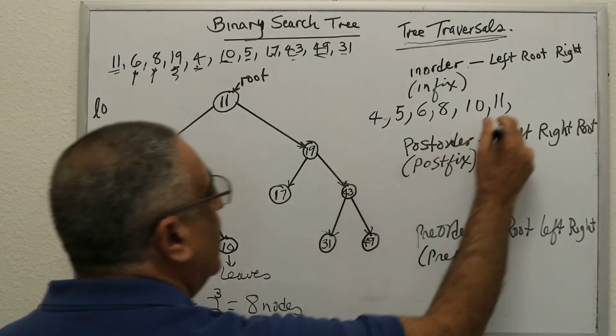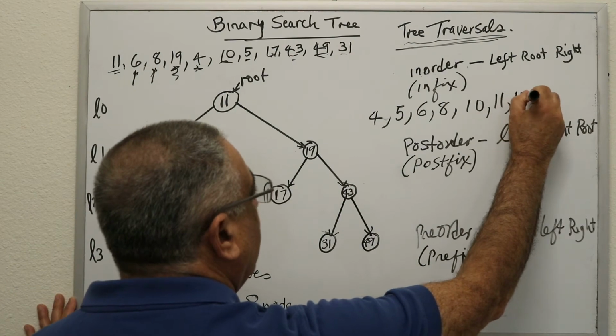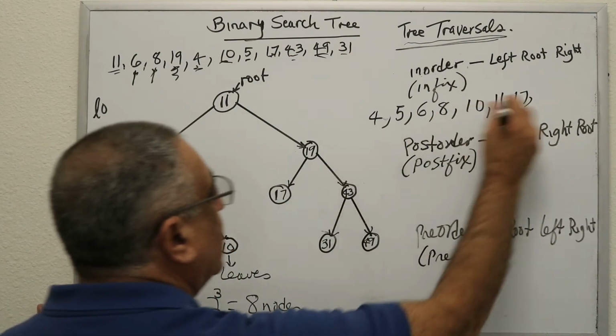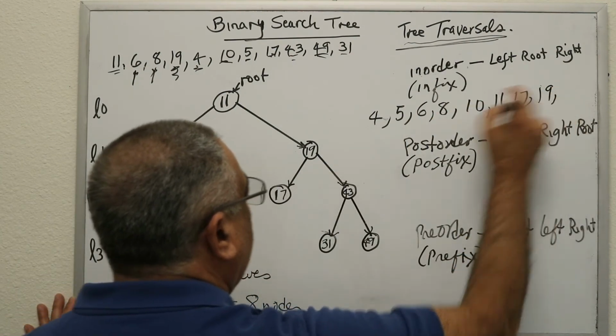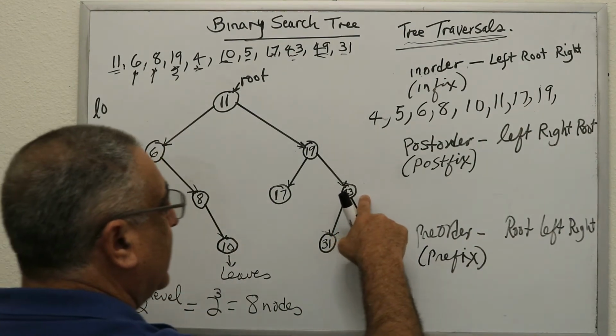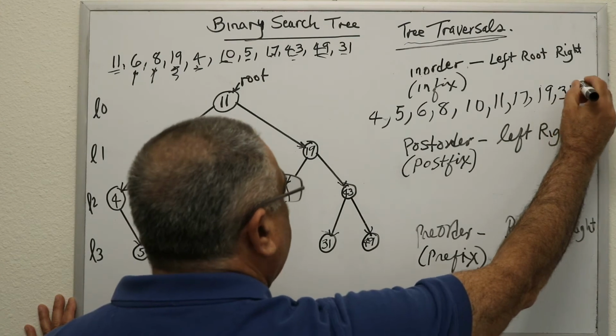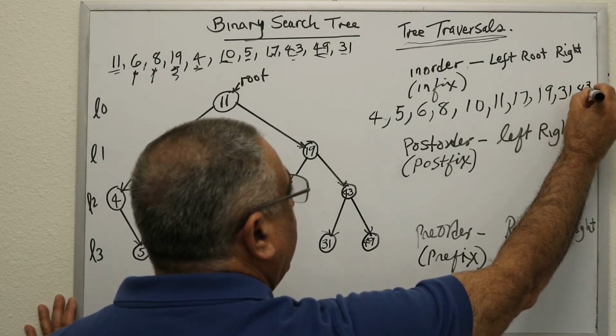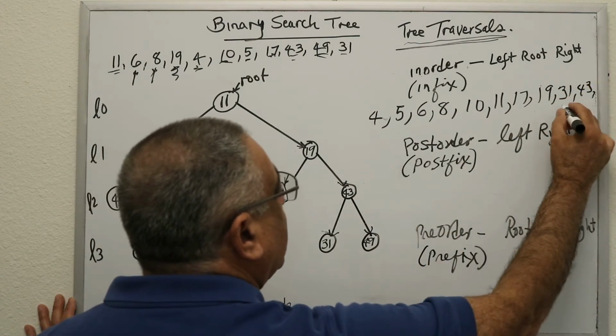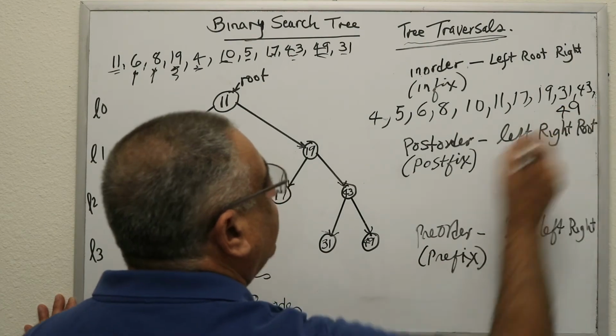I go left, 17. And I go left, root, which is 19. And then I go right. Well, that's a subtree. So I go left, which is 31. I go root, which is 43. And I go right, which is definitely 49.